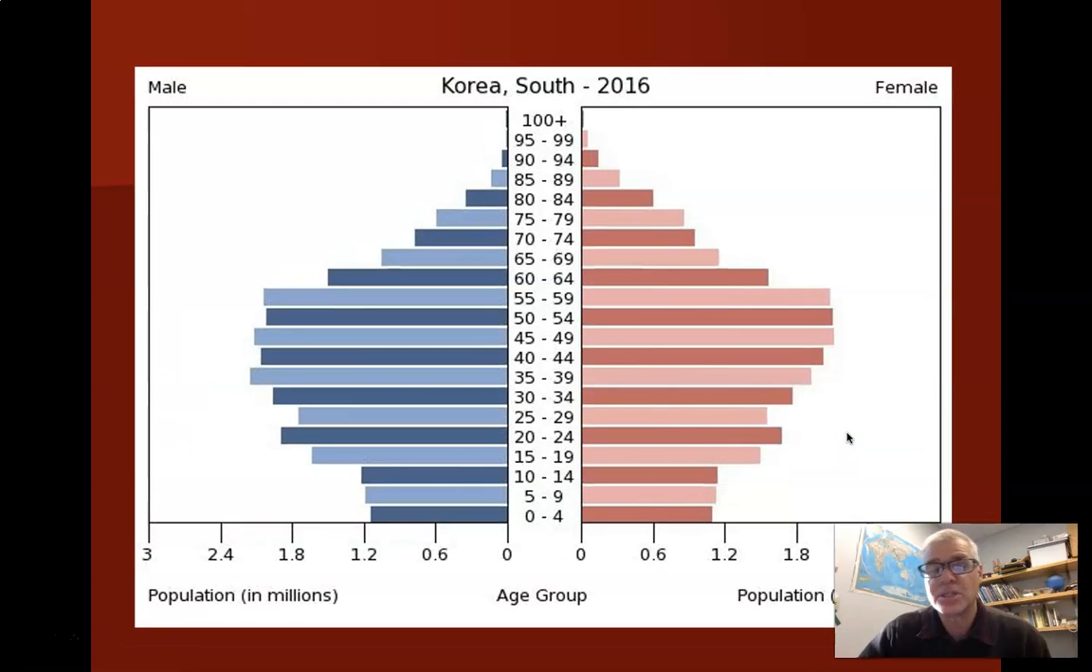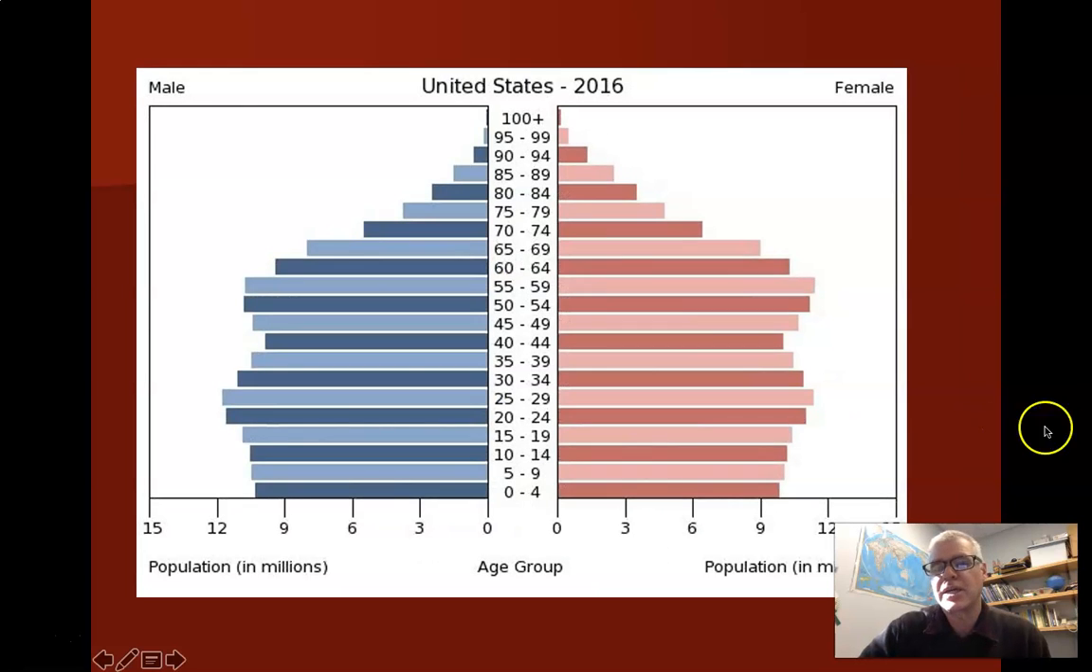South Korea, somewhat similar. And then here in the United States, we're not as skewed as Japan or China or those kinds of ones, but you can still see our baby boomers here and the echo effect. But our population is declining slightly in terms of births, but it is still holding relatively steady.